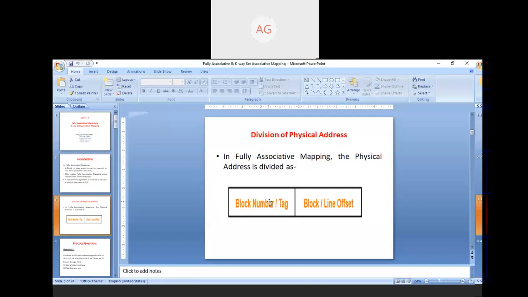Here we only need two divisions. The first is the block number or tag, and the second is the block or line offset. As we see, in direct mapping there are three divisions of the physical address, but in fully associative mapping only two divisions are there. Just remember this diagram, because it is very important in solving questions based on fully associative mapping. So moving to the next slide.